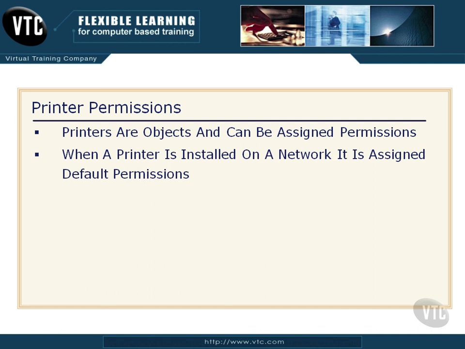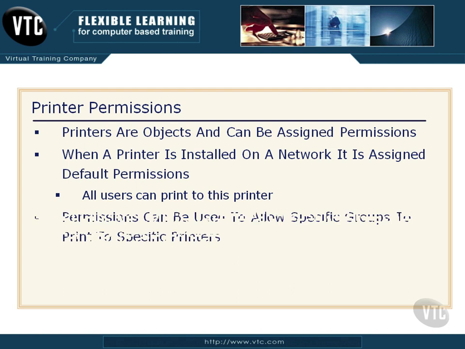But when a printer gets installed on the network, it receives default permissions automatically, and those default permissions are that all users, or any user that's in the Everyone group, can use that printer or print to that particular printer. Now we can use permissions to allow specific groups or individual users. Microsoft's always going to recommend that you handle permissions at the group level though, but we can allow specific groups or users to print to specific printers.